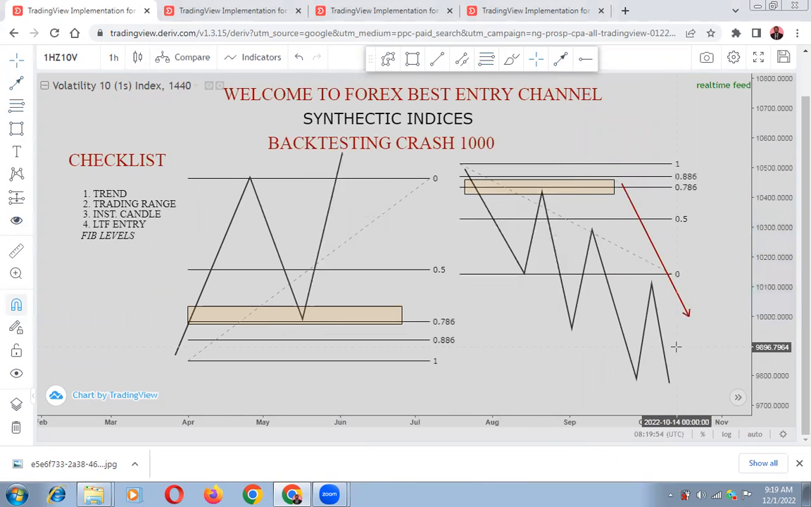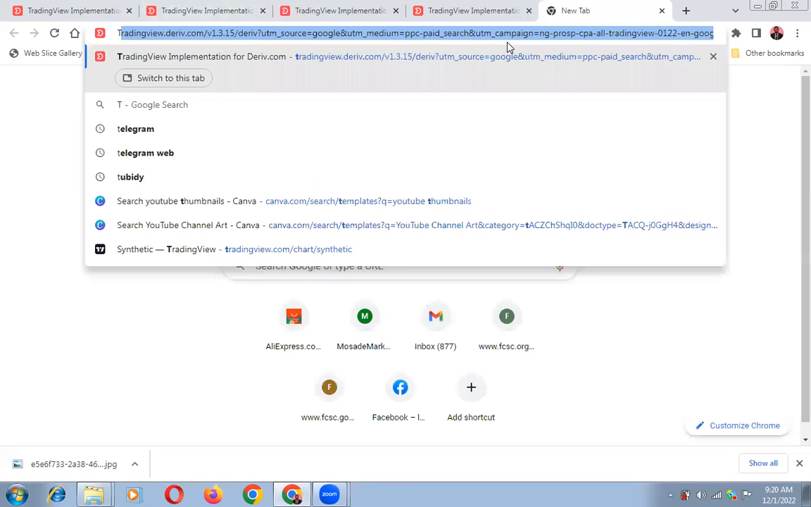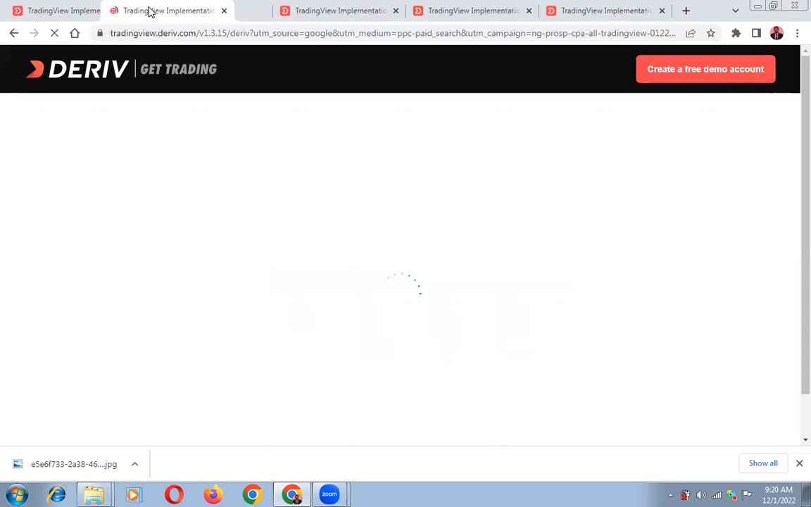This is very simple. So today we'll go to Crash 1000. Let's find out using our checklist what Crash 1000 has been doing. Let me open Crash 1000. Let me move this to this place, Crash 1000.